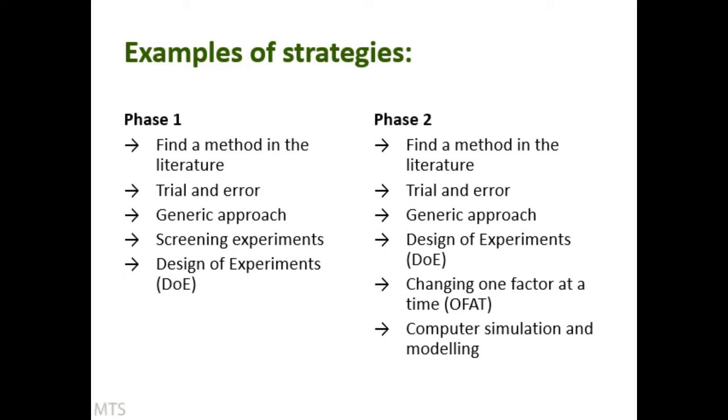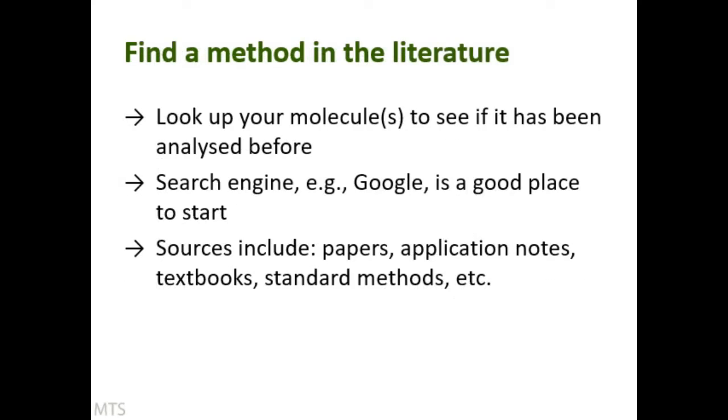So our first one, finding a method in the literature. I think we've all done this. It's fairly straightforward. You look up your molecule, see if it's been analysed before. You might have a sample type. You might have multiple molecules. Search engines on the internet are usually a good place to start. Maybe Google, Google Scholar, things like that.